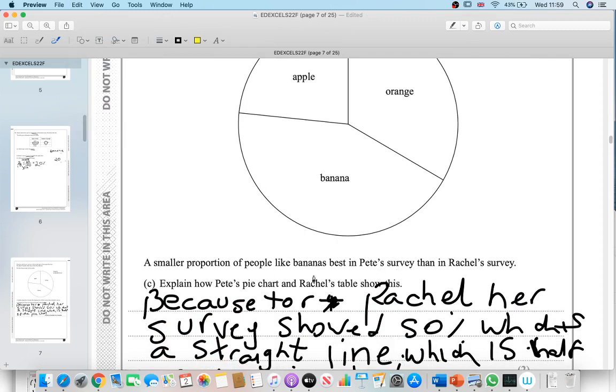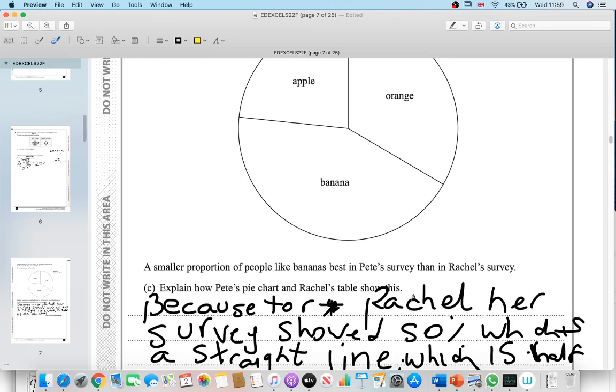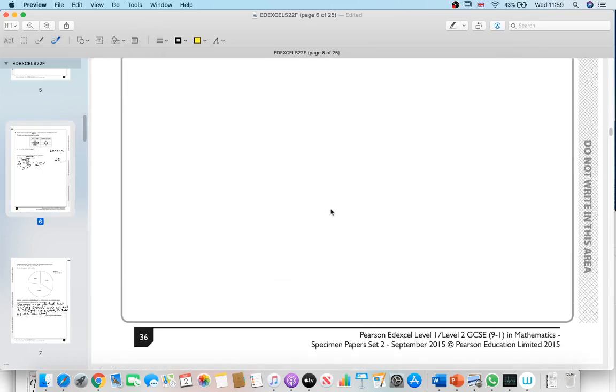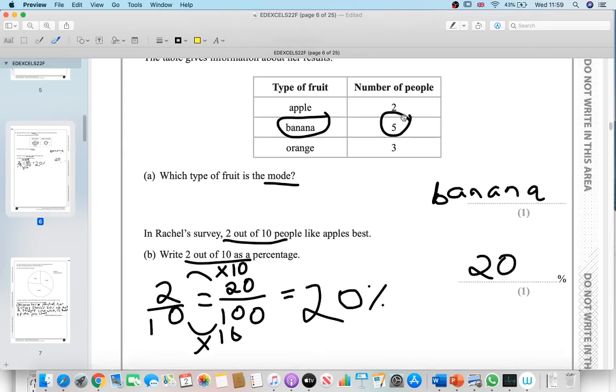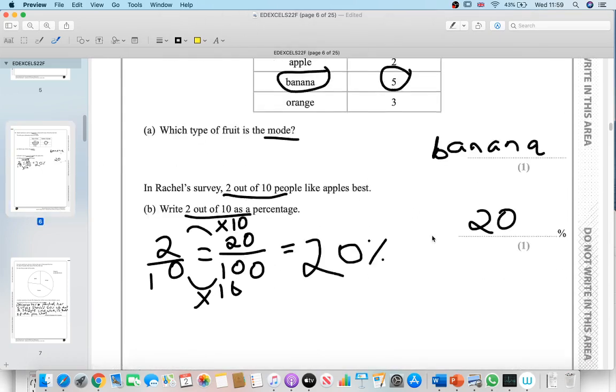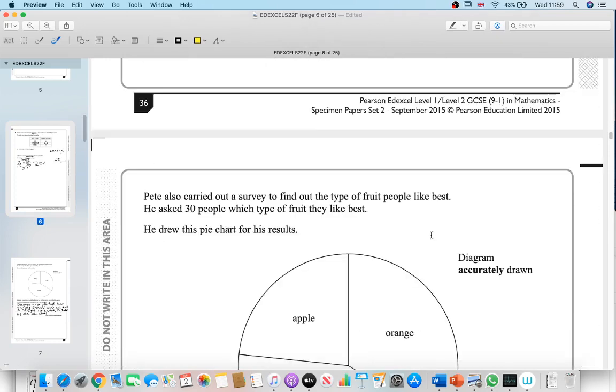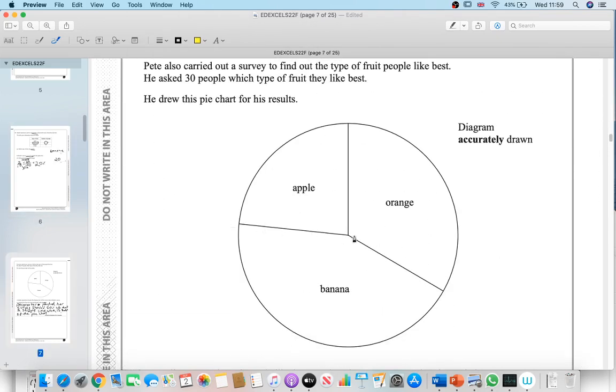In Pete's survey, a smaller proportion like bananas best than in Rachel's survey. Explain how Pete's pie chart and Rachel's table show this. Well, if we look here, for banana, that's going to be 50%. So that should be half of the pie chart for Rachel. For Pete, it's less than half.